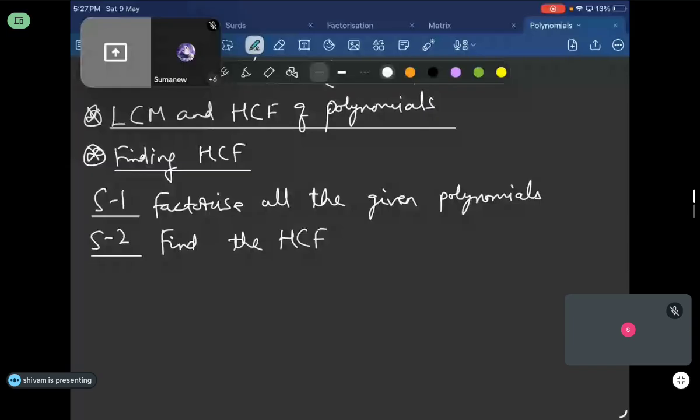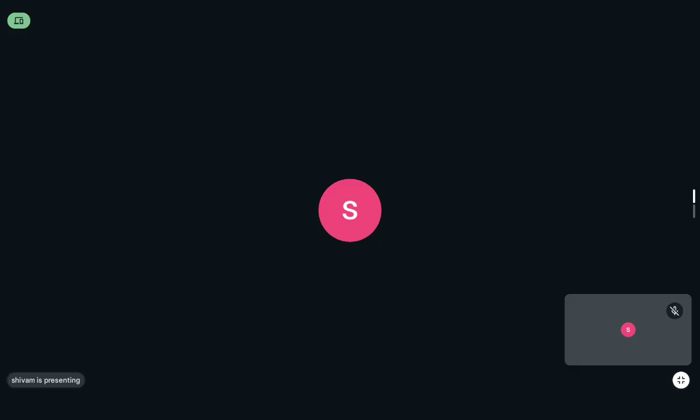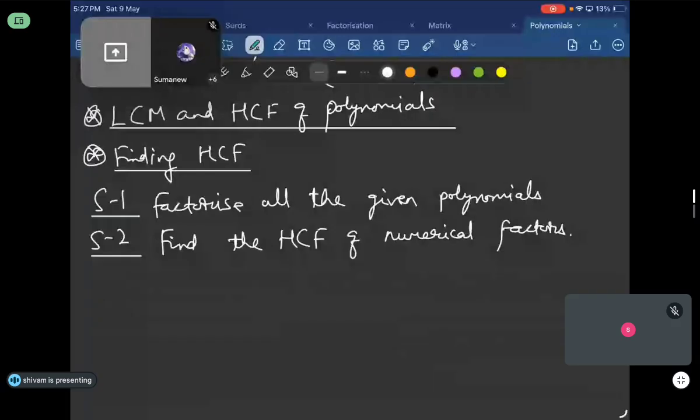Okay. We'll factorize all the given polynomials, then find the HCF of all the numerical factors. If there exists any numerical factor, you have to find out its HCF. Next, step 3. Product of all the common factors is their HCF.